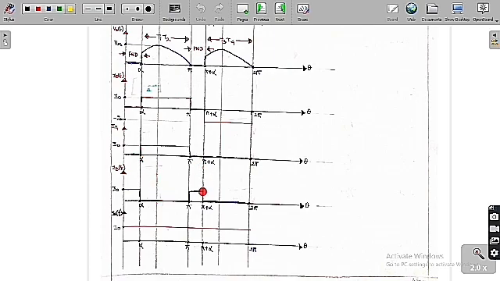Now you can see clearly the conduction angle of the thyristor in this case is pi minus alpha, whereas the conduction angle of the freewheeling diode is 2 alpha.